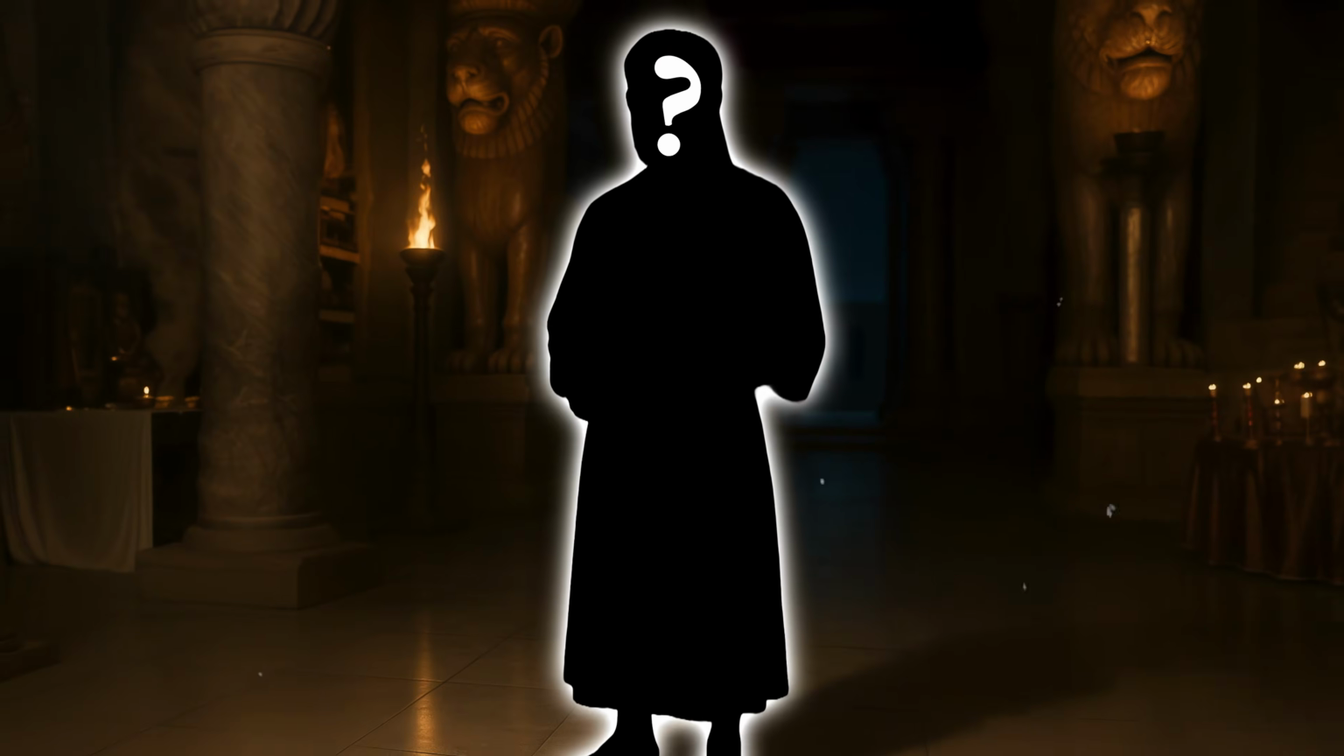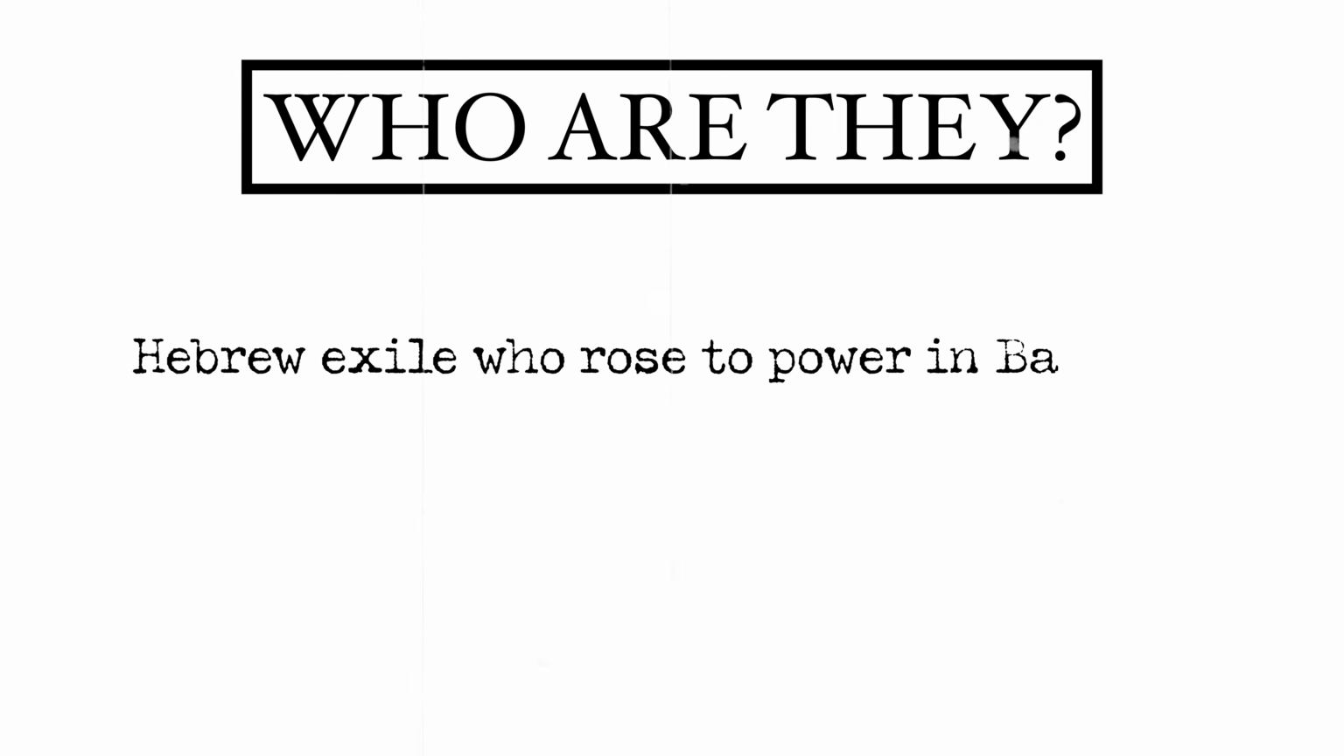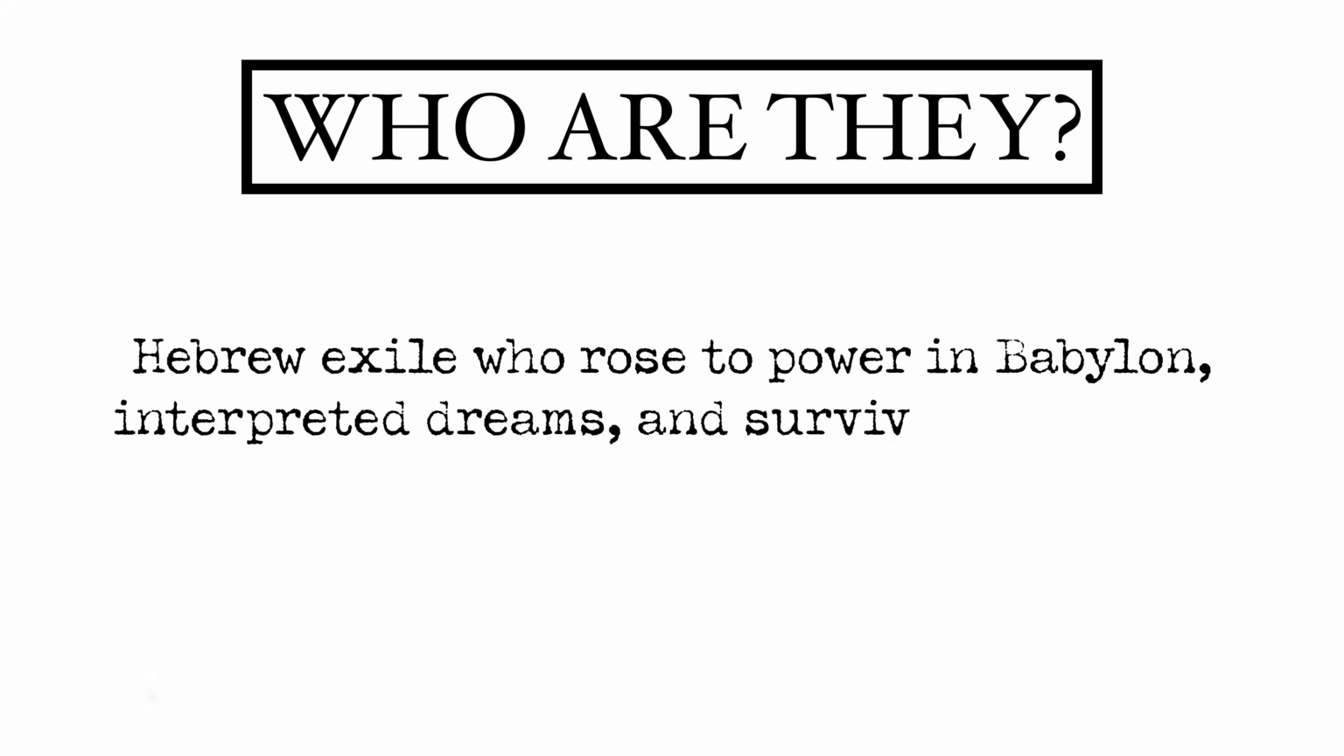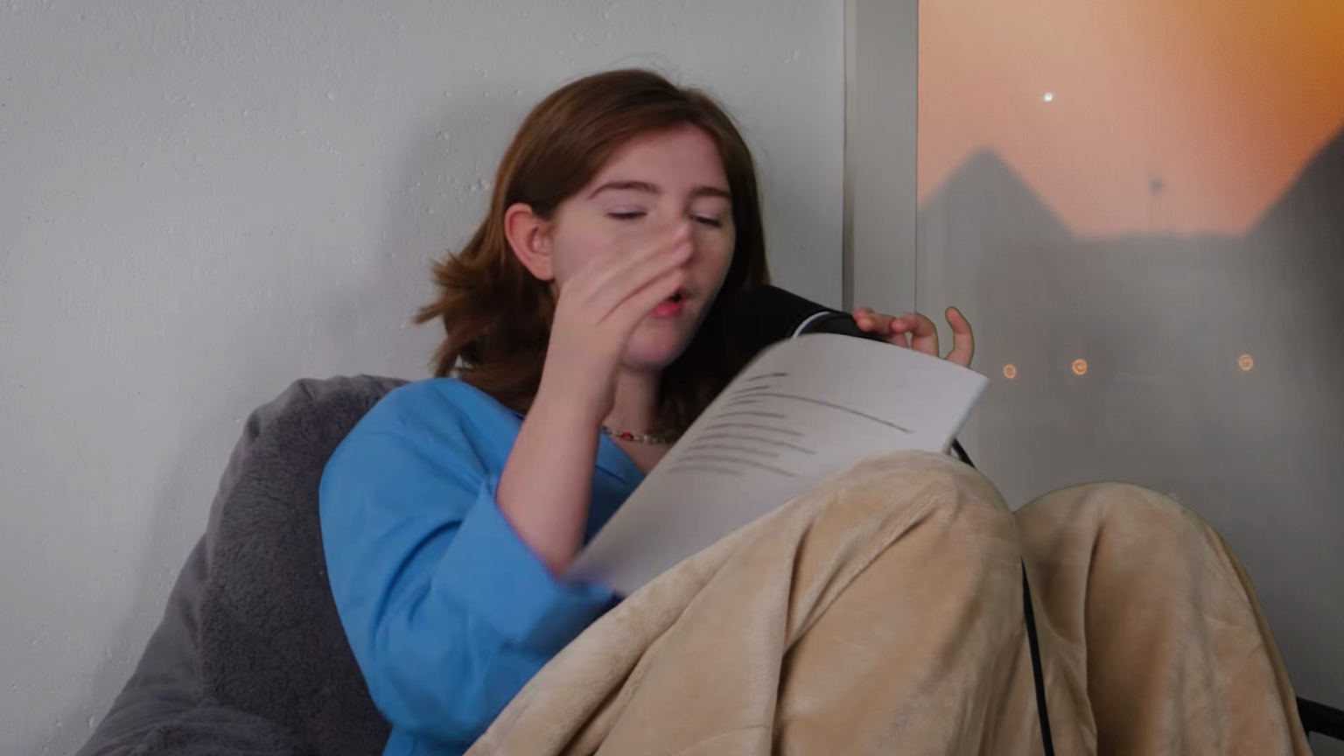Anyways, let's move on to a really cool character, Daniel. He was a Hebrew exile who rose to power in Babylon, interpreted dreams, and survived the lion's den. It's a pretty crazy life. I love how his explanation is shorter, but it has a lot of things included in it, and it's pretty crazy. It is, because he didn't just rise to power.